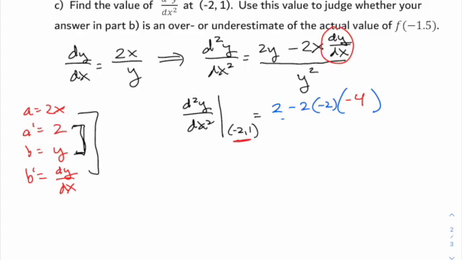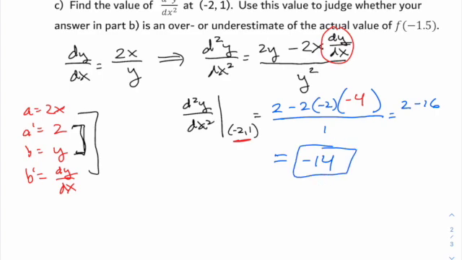And then we are dividing by y squared, and the y value is 1, so 1 squared is just 1. So again, on an actual free response, you do not need to simplify, but this would be 2 times negative 2, which is negative 4... times negative 4 is positive 16, and that would be negative 14. And so there is our value of the second derivative at that point.